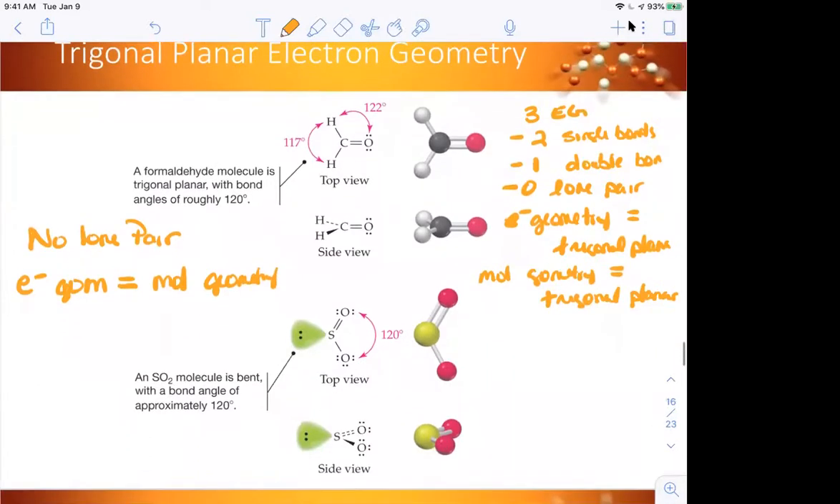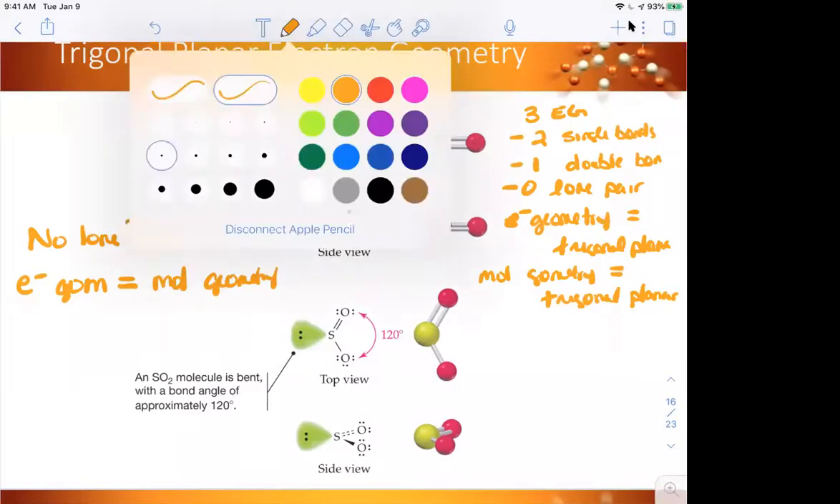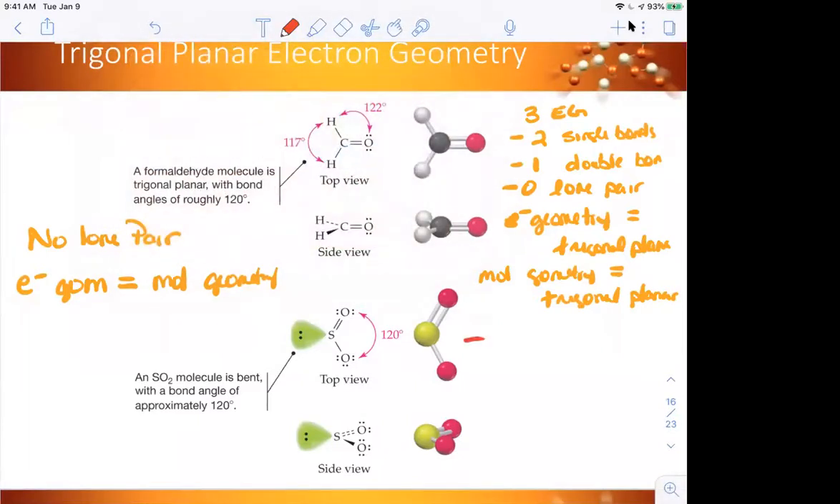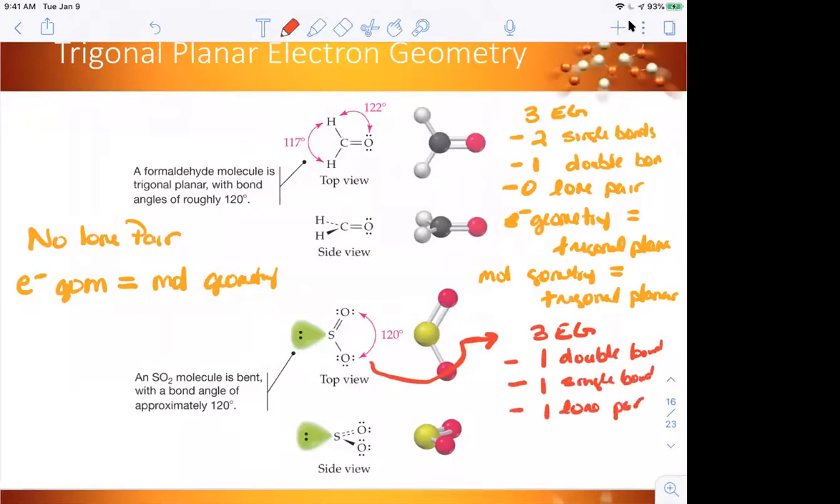So for example, this guy down here, let me use a different color to be clear, right? This has electron groups of 3. I have one double bond, I have one single bond, and I have one lone pair. So my electron geometry is going to be trigonal planar.